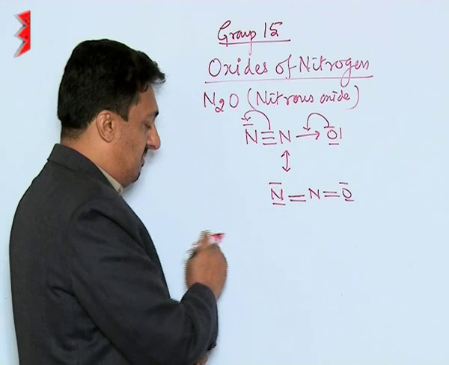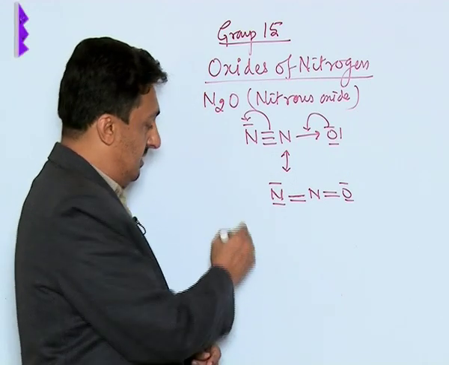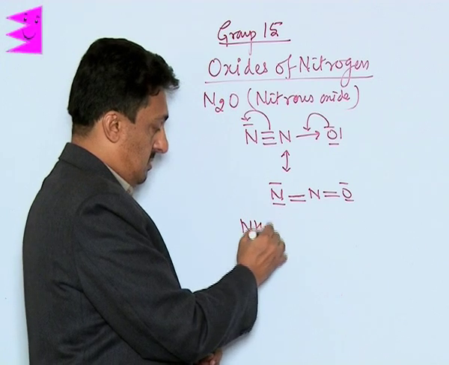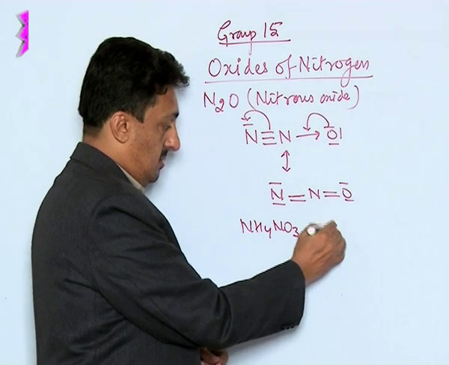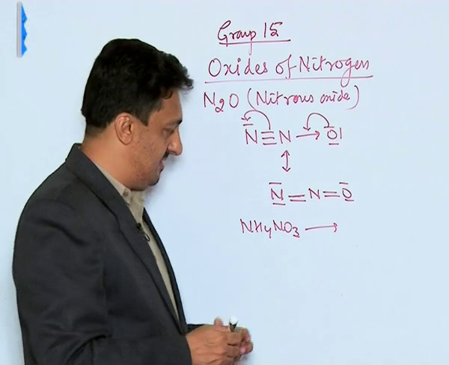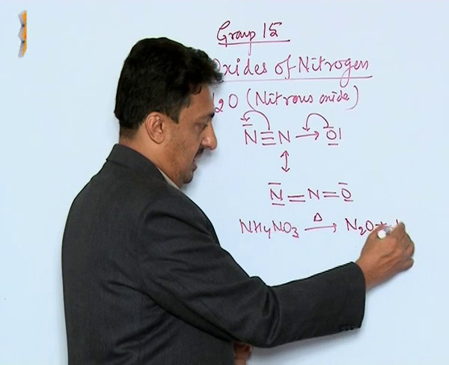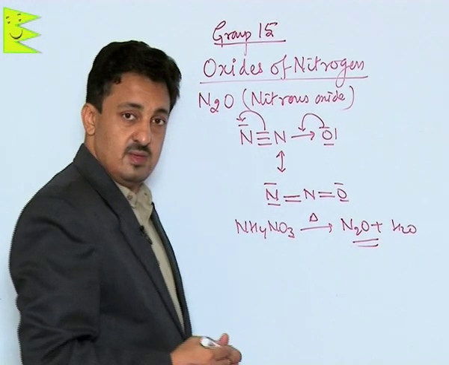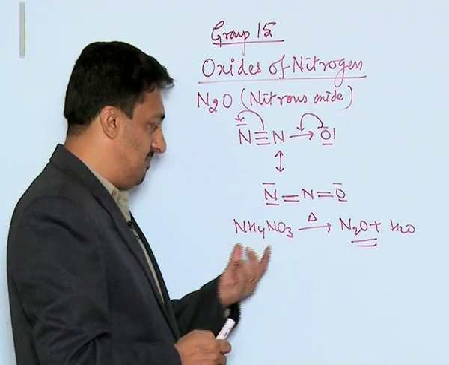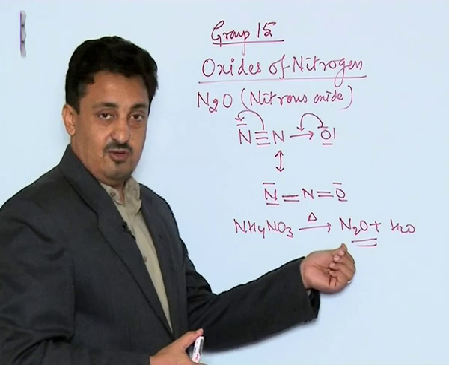It is prepared when an ammonium salt with nitrate or such a strong oxidizing agent is heated. It gives nitrous oxide and water. So when ammonium nitrate, which can be easily prepared in the lab, is heated, it decomposes to give us nitrous oxide and water.